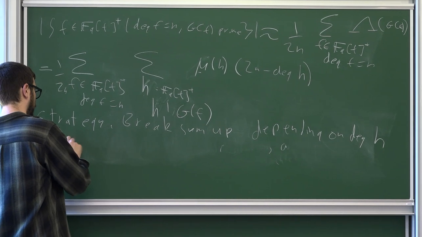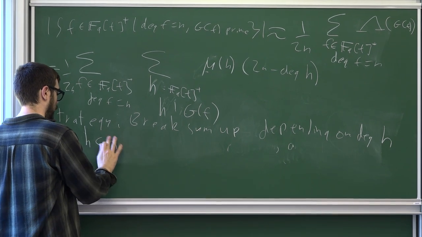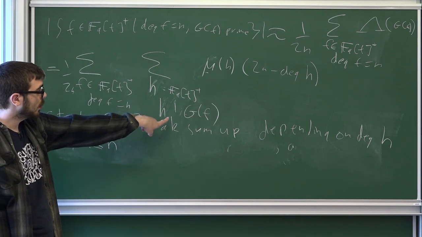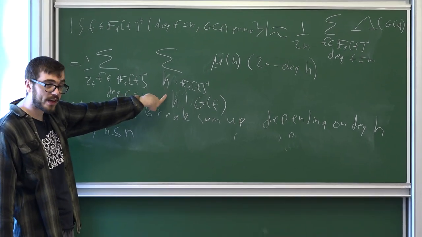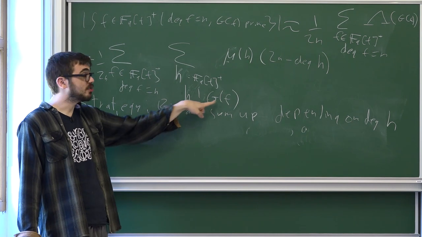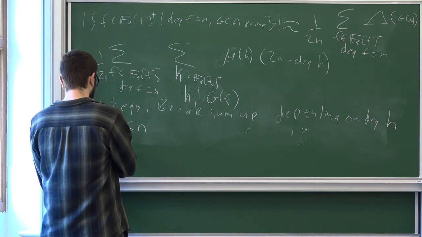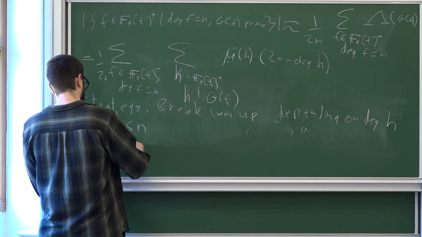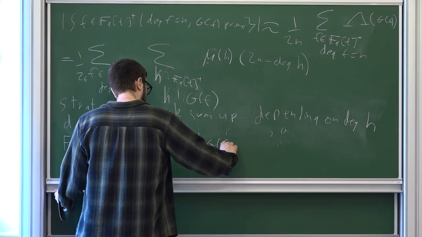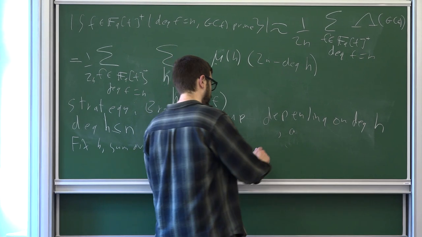So for terms where the degree of h is less than or equal to n, it makes sense to fix h and sum over f. So we're summing over f where g of f is a multiple of h. We fix h, sum over f with h dividing g of f, which is basically a congruence condition on f, which is a congruence condition on f mod h.